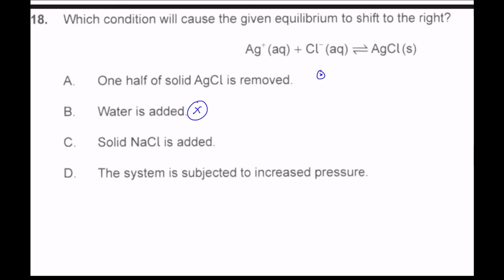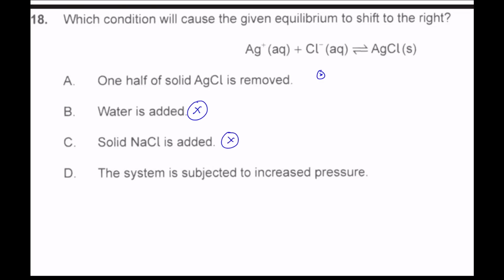Solid NaCl is added. Now, you have to add aqueous NaCl in order to increase the Cl minus ion concentration, which can help you move the reaction towards the right. But if you are adding solid NaCl, no Cl minus ion is added to the solution. So obviously the equilibrium won't be affected here.